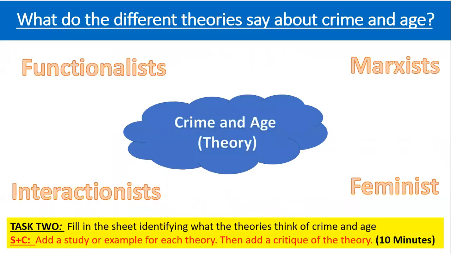Right, so for task 2, what I want you to do, I just want you to summarize what the different theories say about crime and age, what their different explanations are for why maybe young people are more likely to commit crime or at least appear on criminal statistics.